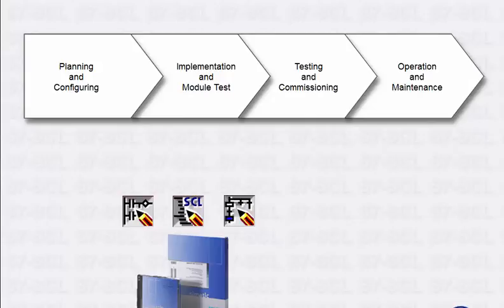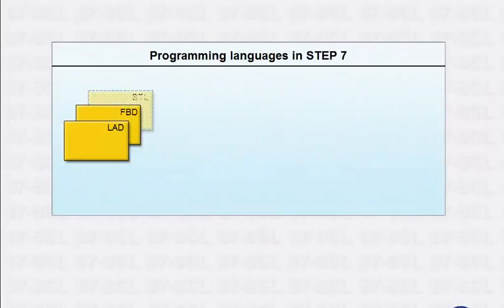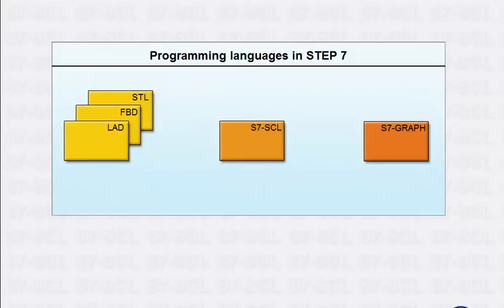The Simatic software offers a wide choice of programming languages that support you in the implementation phase of a plant's life cycle. The basic package includes the ladder, FBD and SCL languages. The options available include the programming languages S7 Graph and S7 SCL.